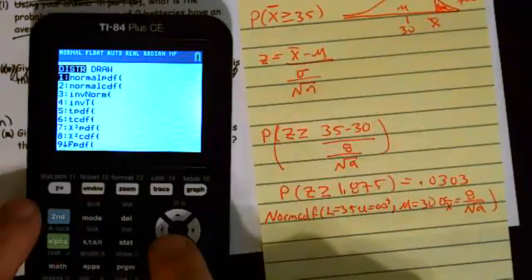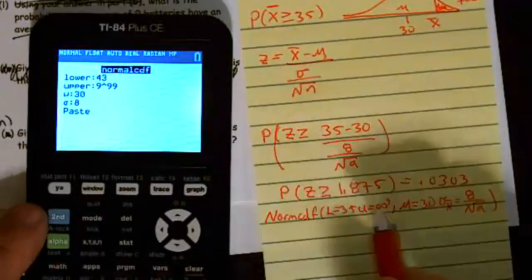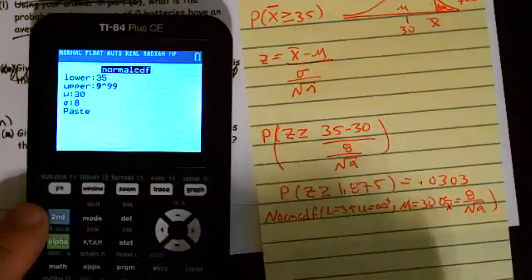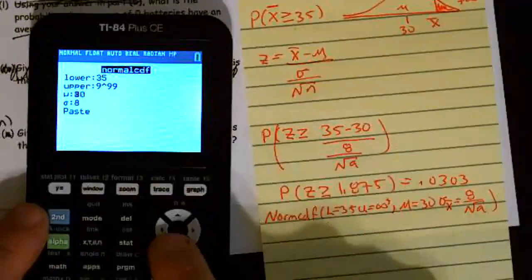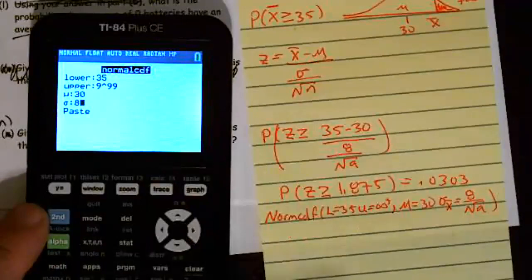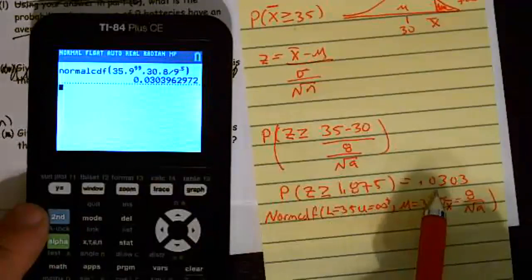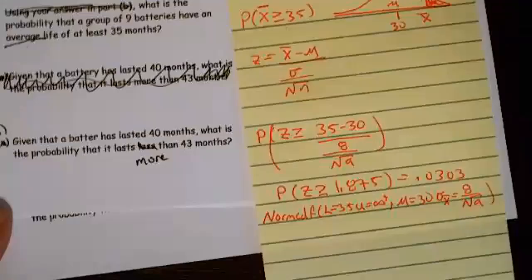All right. And if I were to run that through the calculator, I'd do this. Second vars, normal CDF. Lower bound, 35. Upper bound, 9.99. Mean of 30. Standard deviation, 8 divided by the square root of 9, so 9 to the half power. And there's the same value that we previously got, 0.0303.